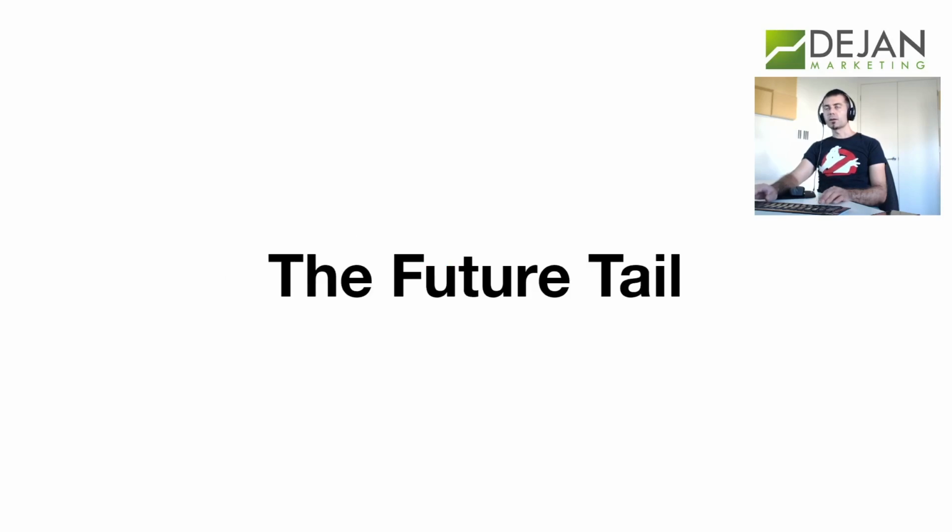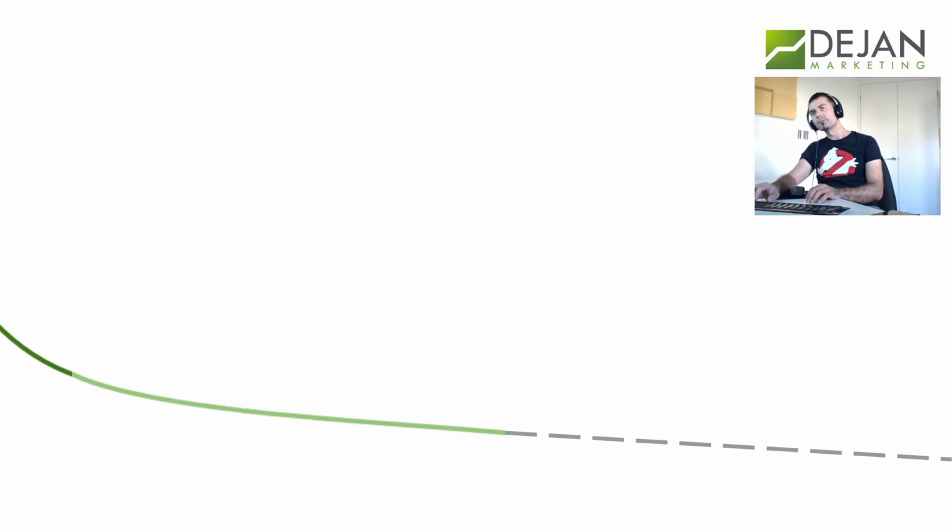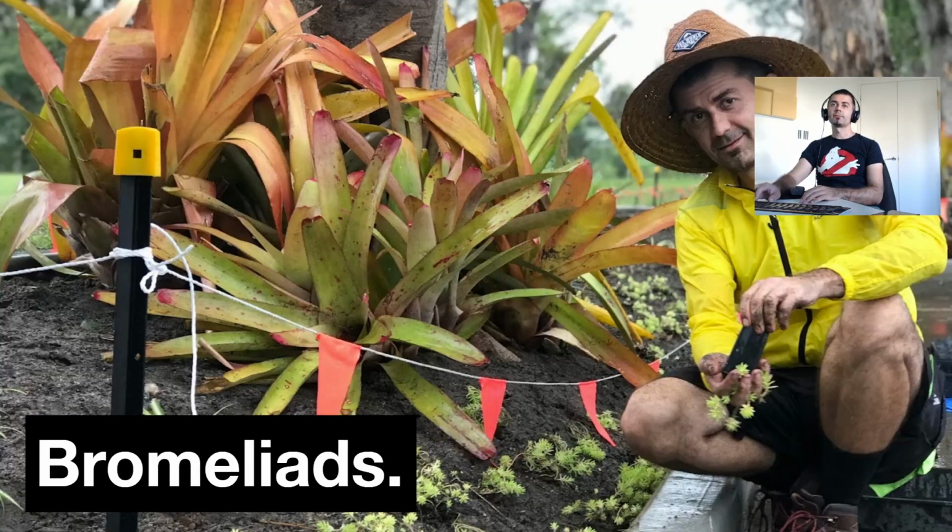So let's talk about the future tail very briefly. Everyone's familiar with the head terms, big terms, and then the long tail, very long queries, and then most people forget about the future searches, future terms, things people often neglect and ignore. And this is something that I like to spend time on thinking about, discussing, and then trying to determine what it is that people will be looking for even before they know themselves. Because this pool of content is quite big.